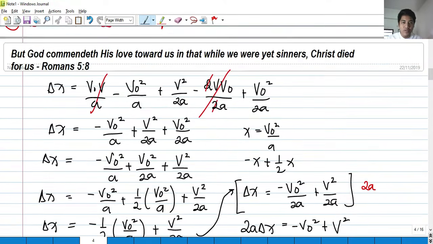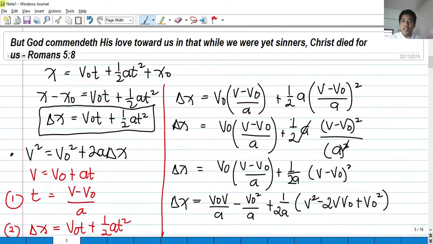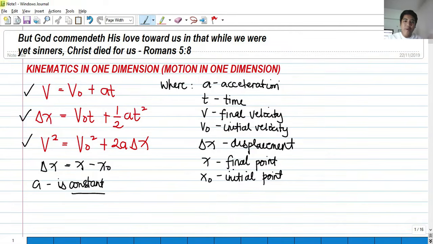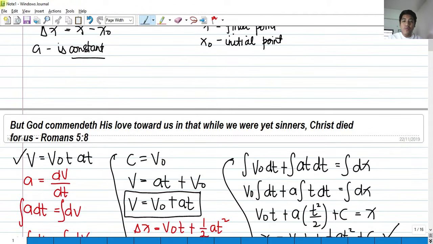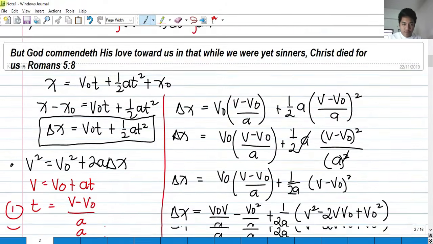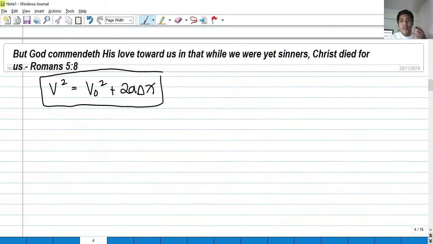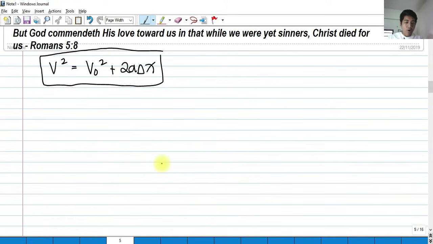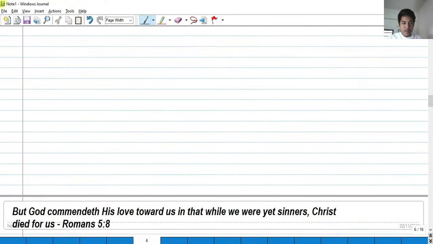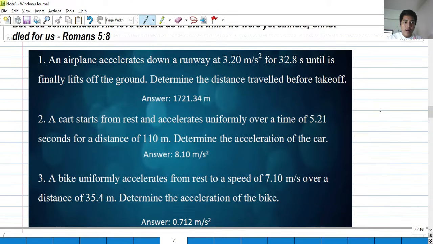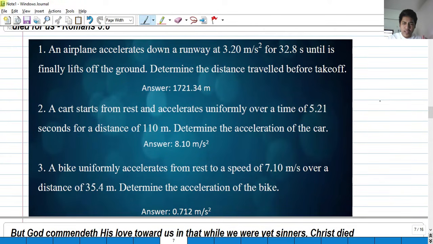So we have just derived the three basic kinematic equations. It is advised that we memorize them rather than derive them. I derived it so that you can see where it came from, using some integrals and some substitutions. So now we're ready to solve some problems here. I've copy pasted it on my PowerPoint, so let's solve at least three.